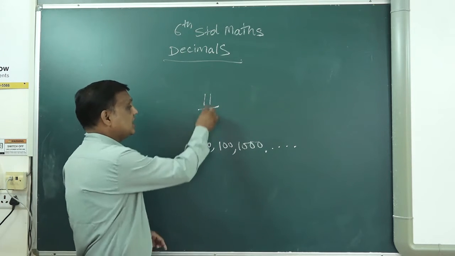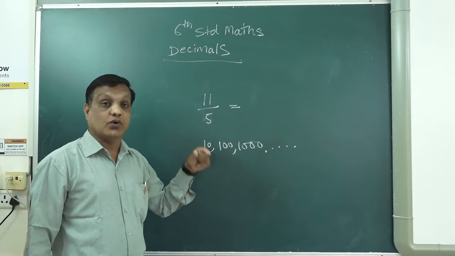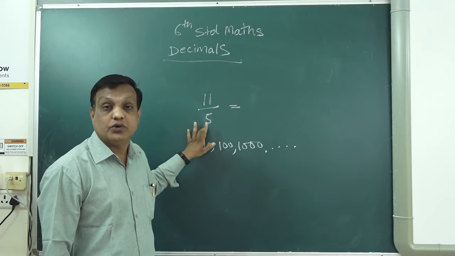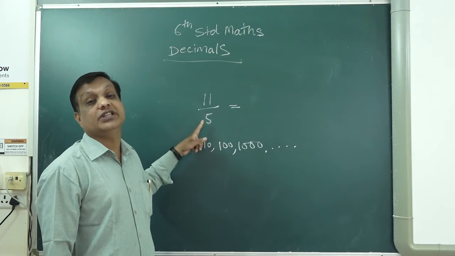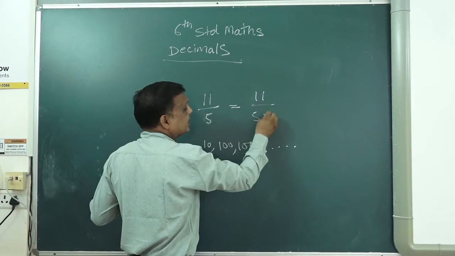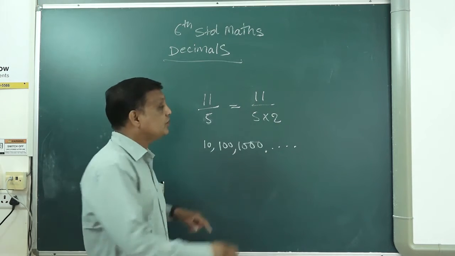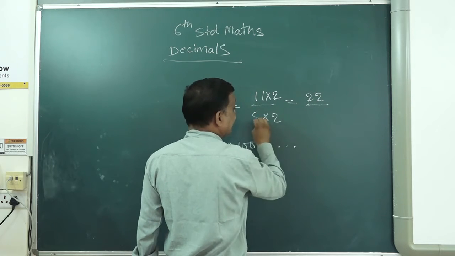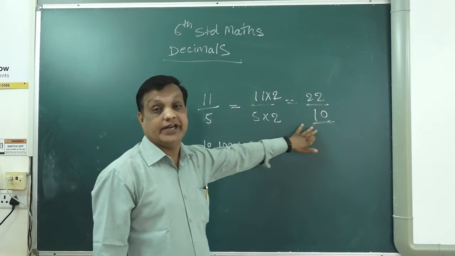How to convert this now? 11 upon 5 you want to show in a decimal. The rule is that the denominator should be 10, 100, 1000 or 10,000 and so on. If it is not, you have to convert it. How? When 5 is multiplied by 2, 5 becomes 10. The same number you have to multiply in the numerator. 11 twos are 22 and 5 twos are 10.